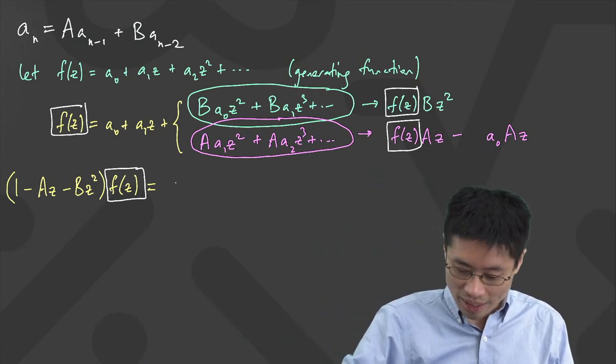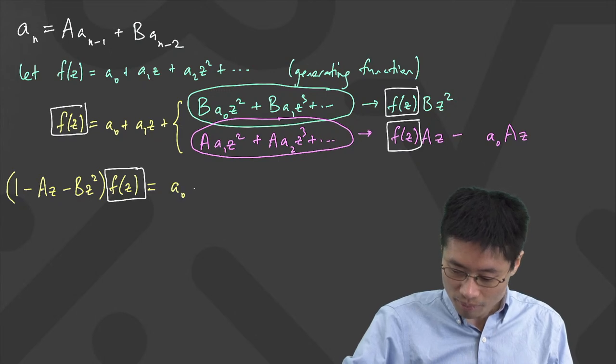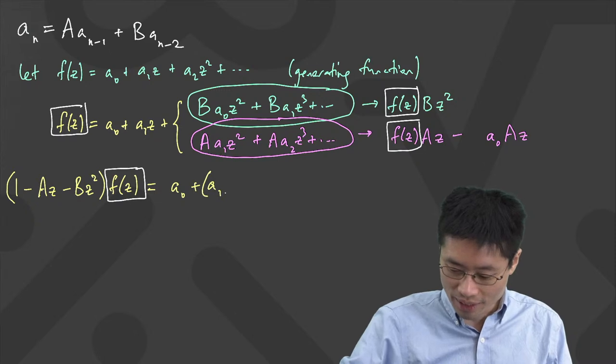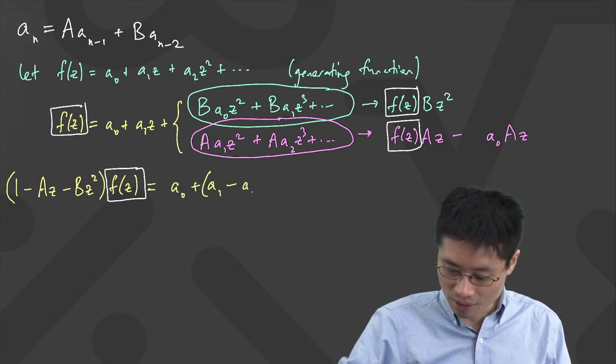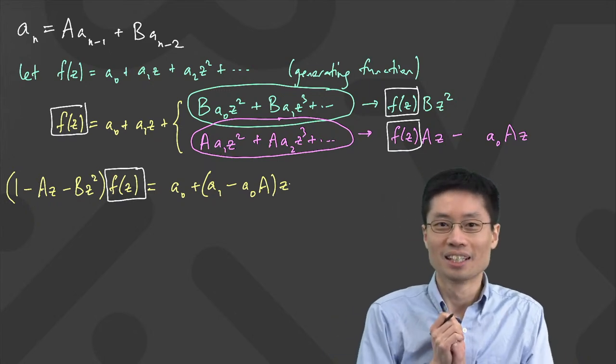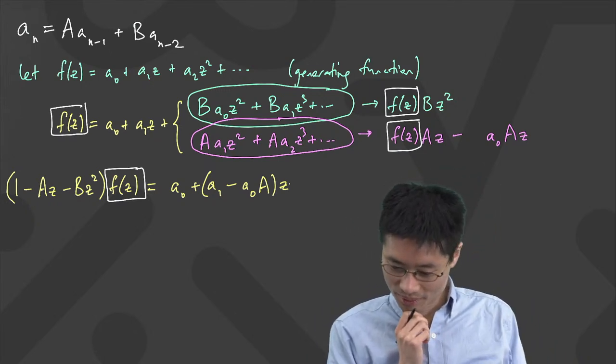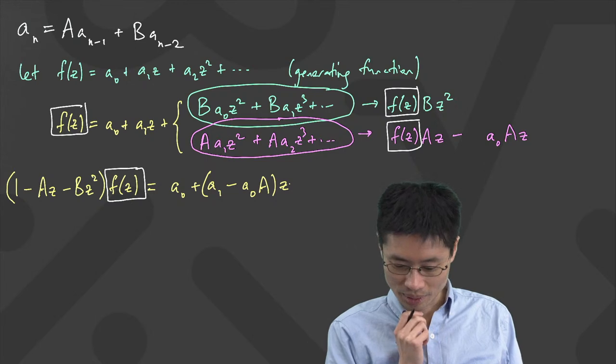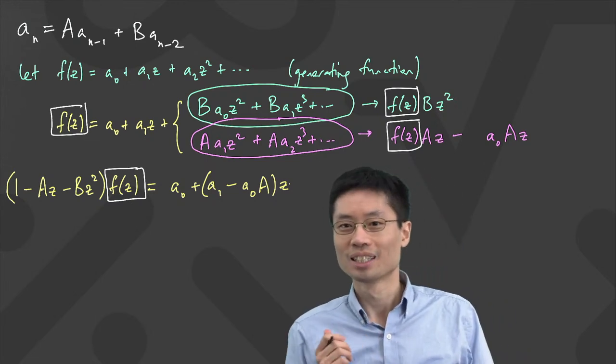What's left? So I have a0 plus a1z, I'm going to factor here, a1 minus a0 capital A, z, I think. Hopefully I didn't make a mistake, which is possible to happen. Looks good. Okay, so I think this is okay.